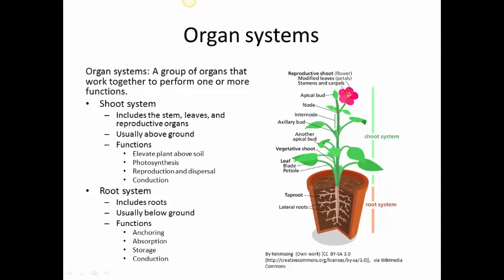The root system, which we see here underground in the pot in this diagram, includes roots. This is an example of a plant that, like a carrot, has a thick taproot and then also lateral roots coming off of the plant. So the root system includes tap roots, it includes lateral roots, it's usually below ground, and it has the same functions that we just talked about for roots: anchoring, absorption, storage, and conduction.